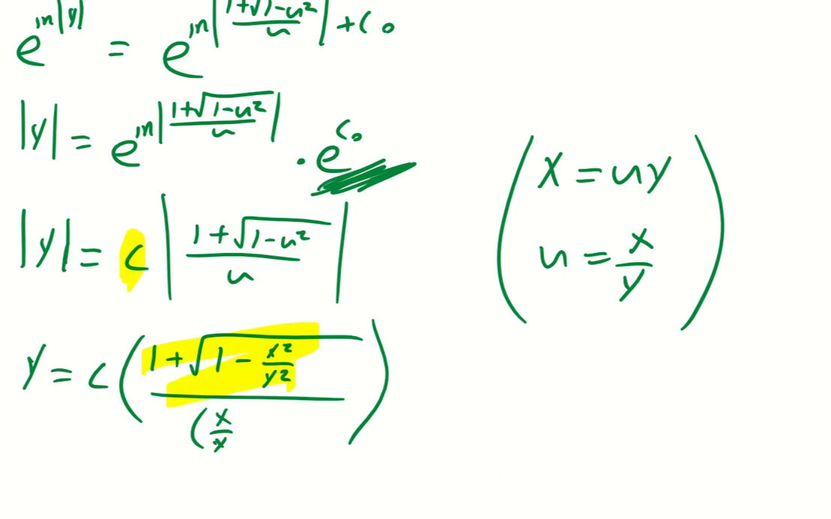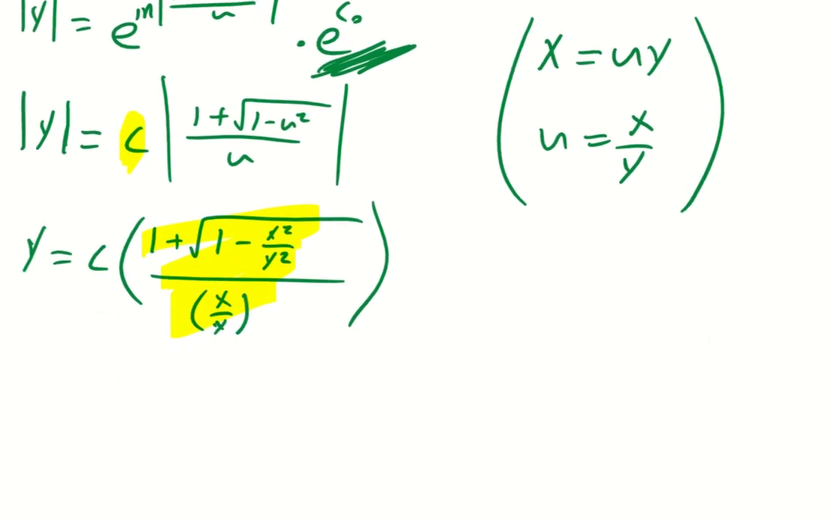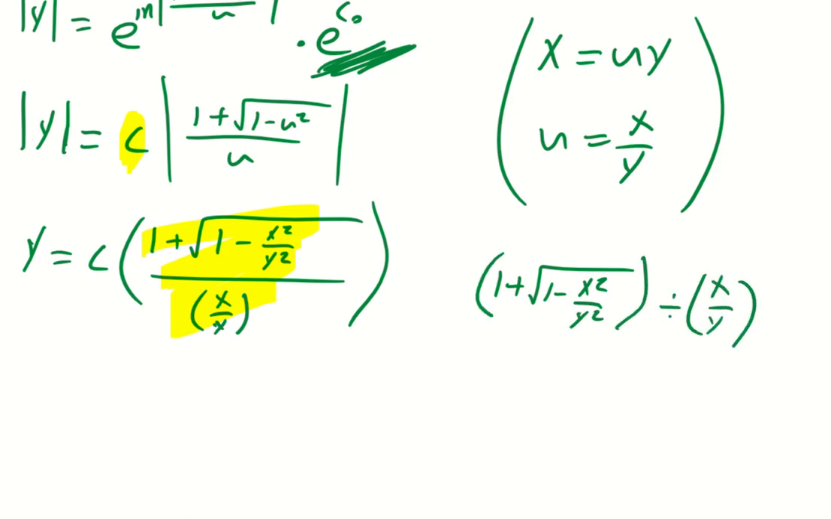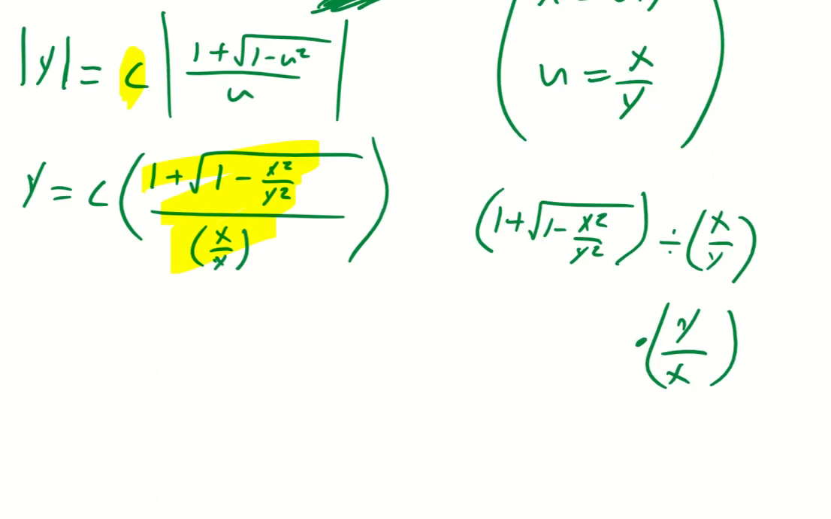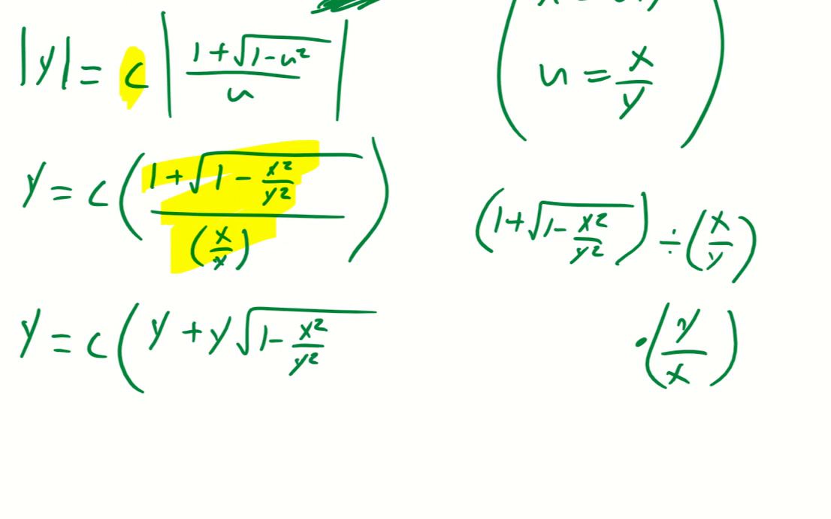And let's simplify this a little bit. There are different ways, I guess, to look at that. One way is to think of it this way. Let me just write this out again. So we have this, and this is divided by x over y, but that's the same thing as multiplied by y over x, right? And so we have y equal to c times this quantity, so we have y plus y times the square root of the quantity 1 minus x squared over y squared over x.